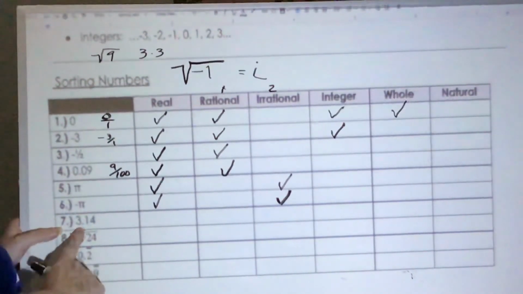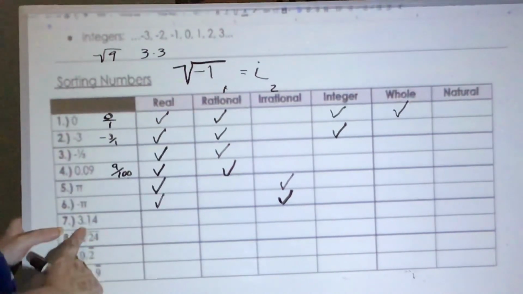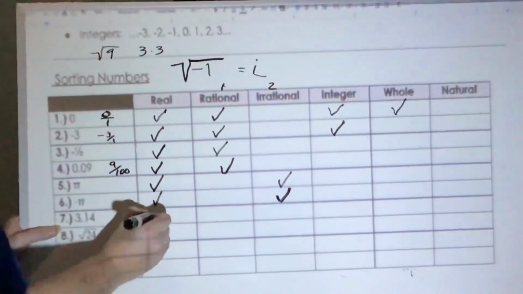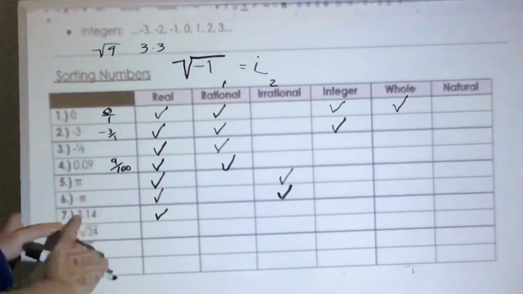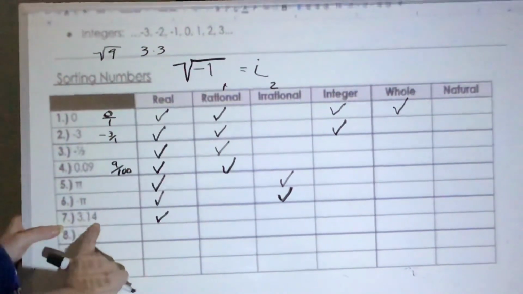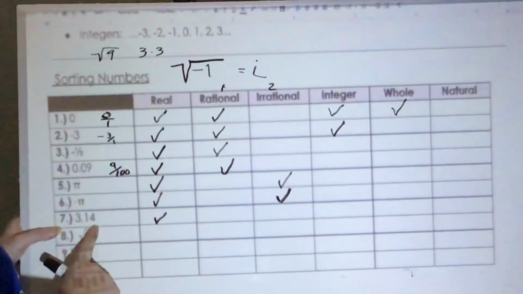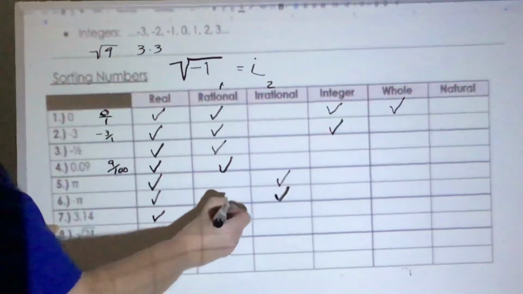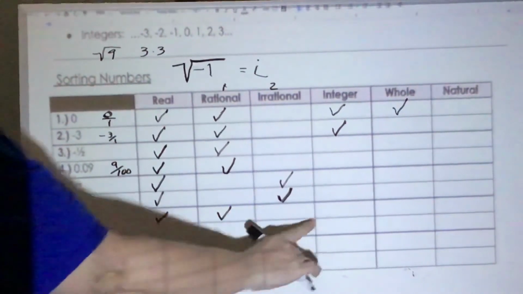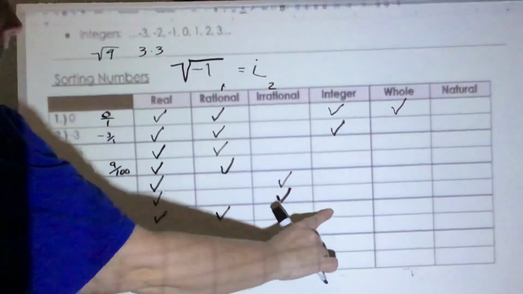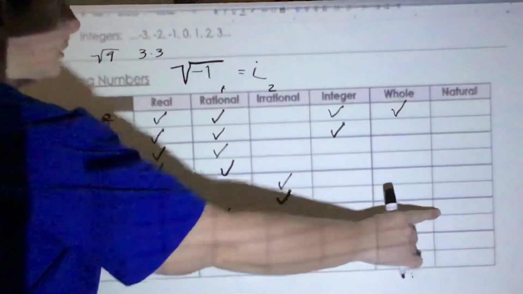3.14 is not pi. It's a rounded decimal number. It is real. But because it ends, we can write it as a fraction. So it is rational. But because it has a decimal part to it, it's not an integer, it's not a whole, and it's not a natural.